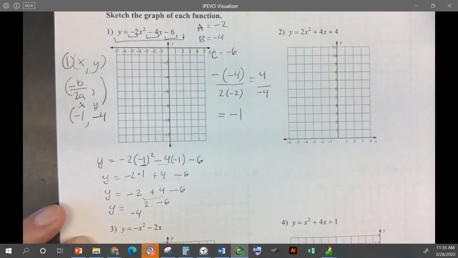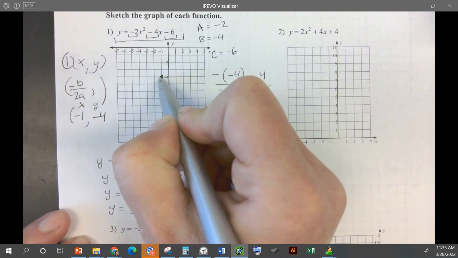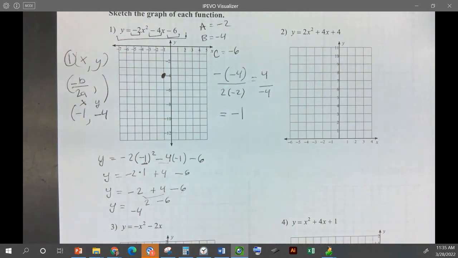So we've just found our vertex: negative 1, negative 4. Questions on that? So we just found our vertex. That's step 1. Yep, Luce, you can go ahead and go down.